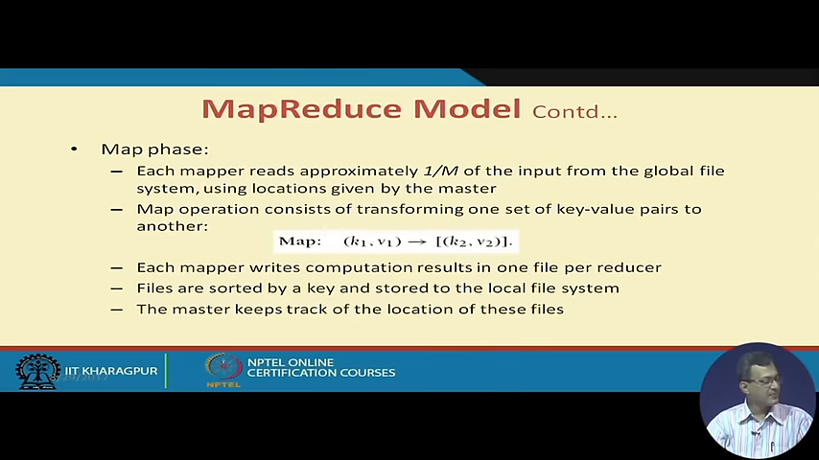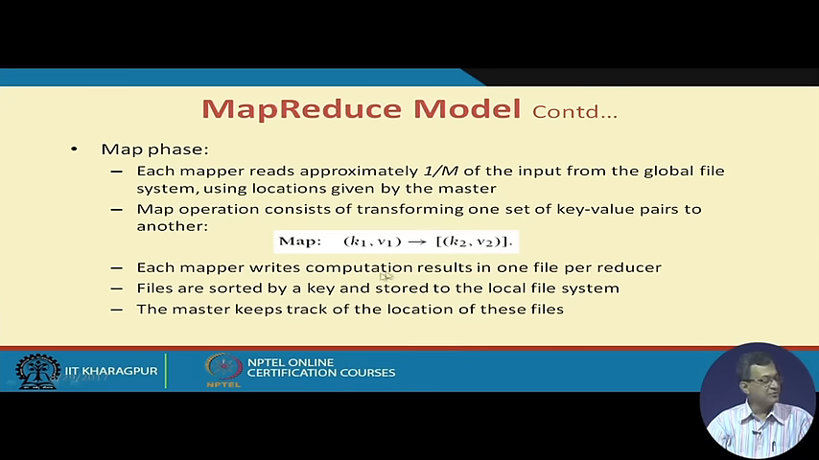So, as we discussed earlier, in the map phase each mapper reads one m-th of the input from the global file system, right, using locations given by the master. So, the master controller, or master node, says these are the chunks you need to read, right. The map function consists of a transformation from one key value pair to another key value pair. Like here, I have k1, v1 mapped to k2, v2, right.